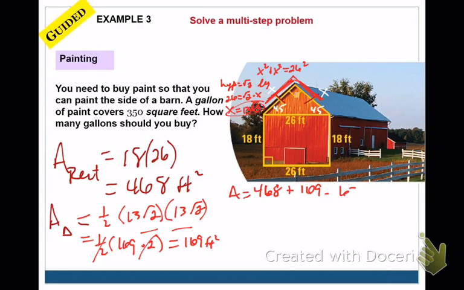which is 637. Now, since a gallon of paint covers 350 square feet, I've got to divide this by 350 to find out how many gallons I'm going to need. So I'm going to need 1.82 gallons, which you really can't buy 0.82 gallons, so you're going to need 2. You need 2 gallons. And that should cover the side of that building. Okay?